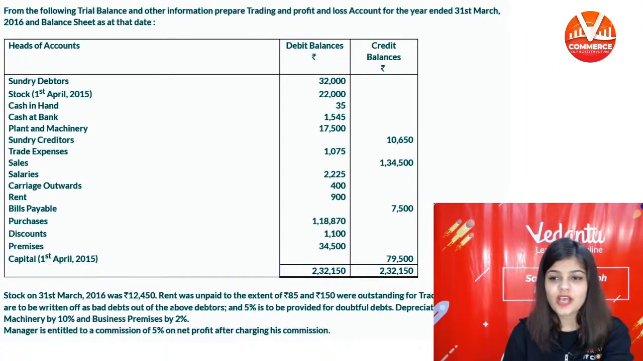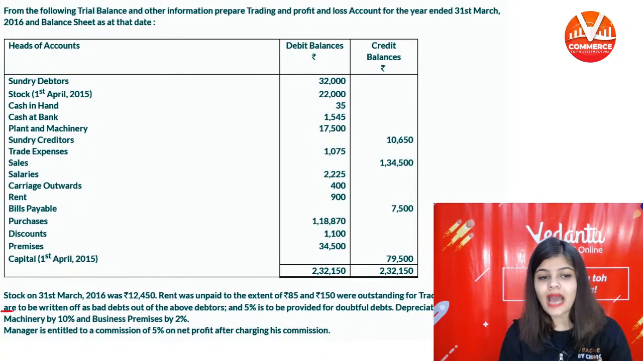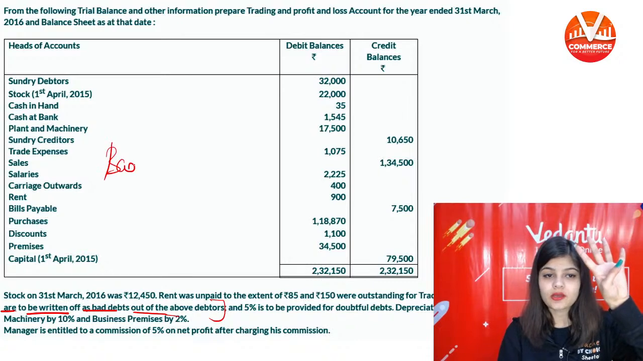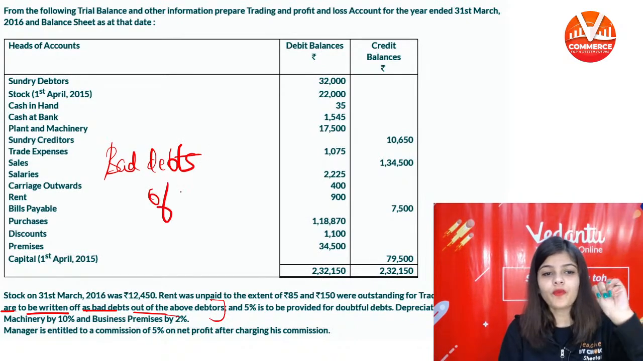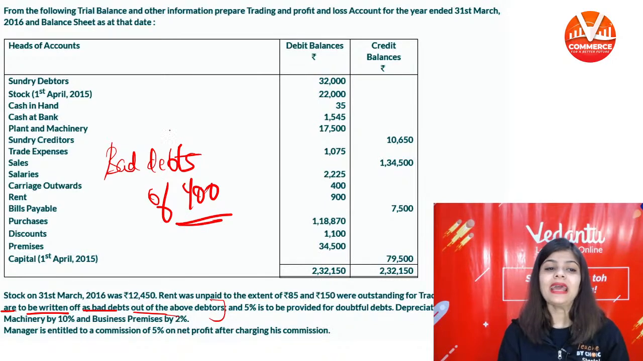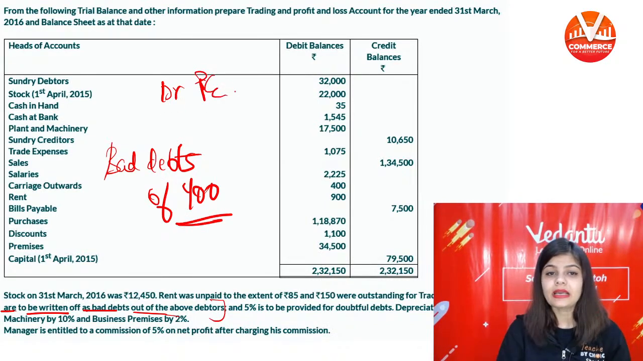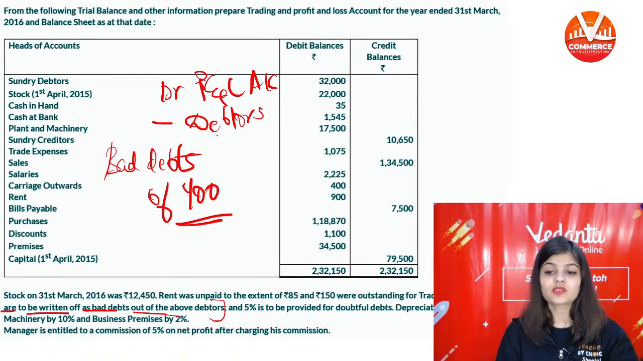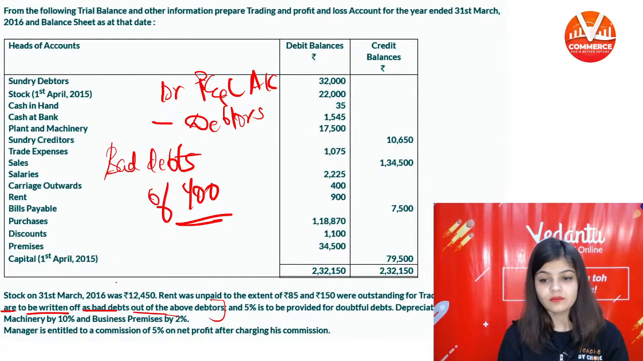Next adjustment is 400 are to be written off as bad debts out of the above debtors. There are bad debts of 400 rupees. So bad debts are debited in the P&L account, and you will subtract from debtors. Debtors में से minus कर देंगे और P&L account में debit side record करेंगे.